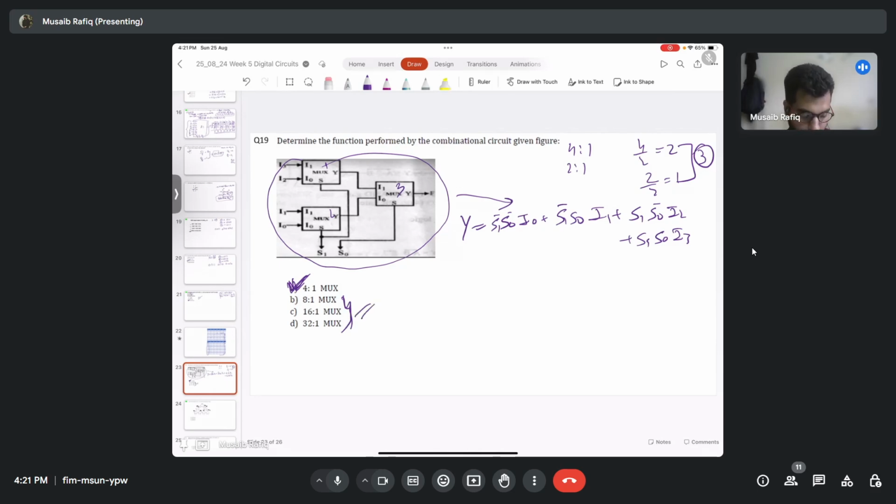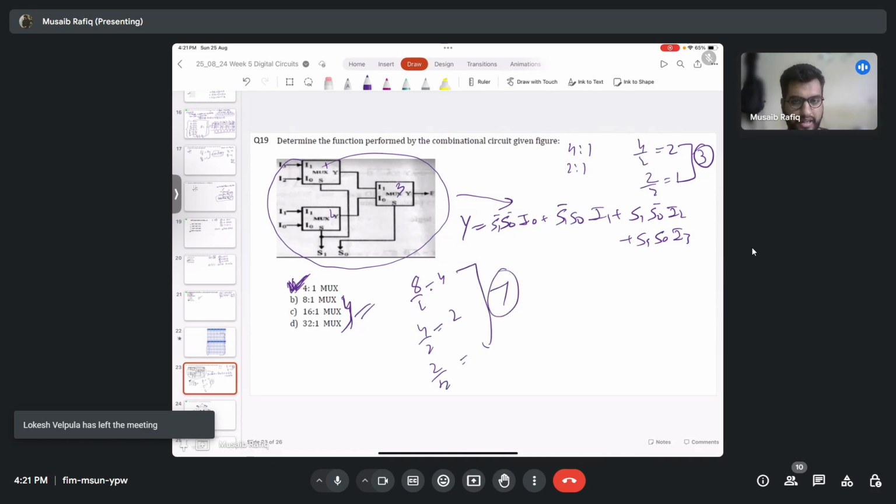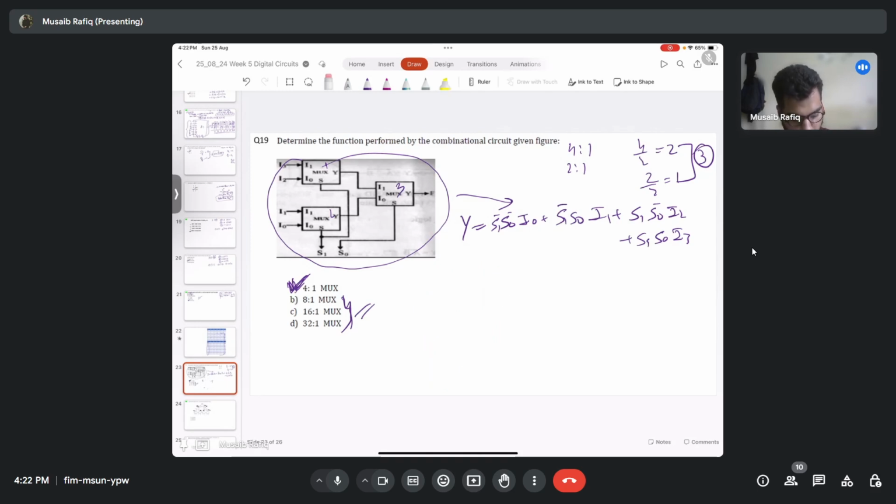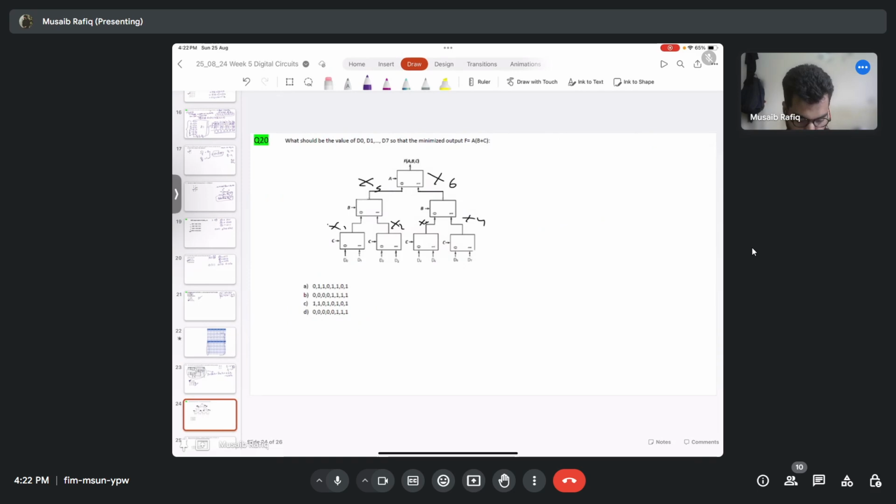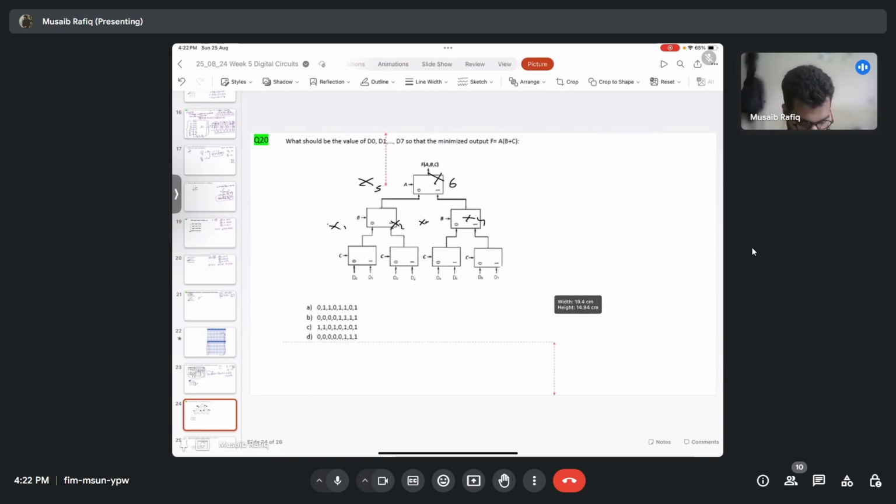So for 8, you will have 8 by 2 that is 4, 4 by 2 that is 2, 2 by 2 that is 1. So you need 7. So you could have easily written outrightly it's a 4:1 mux, right? Rather than solving it completely, just by looking at it and from your memory, you can easily write this. So I want you guys to solve this question first.